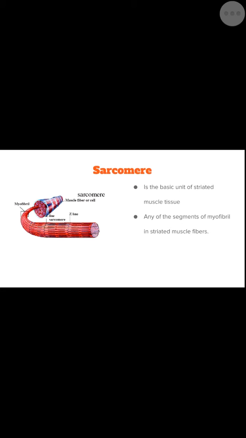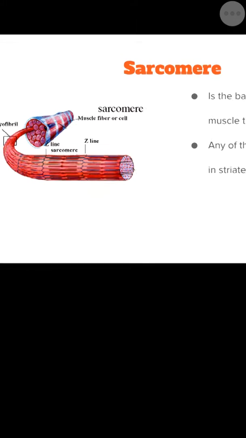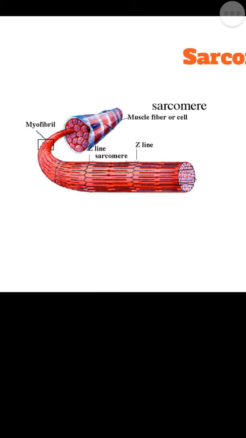Sarcomere. Sarcomere is the basic unit of striated muscle tissue. It is any of the segments of myofibril in striated muscle fibers. This is a picture of a sarcomere right here.